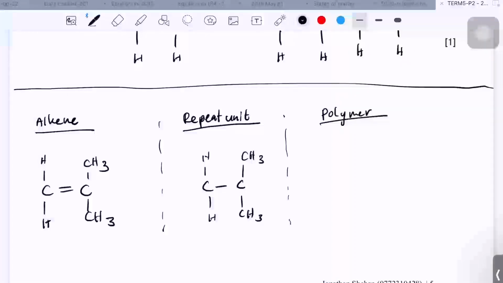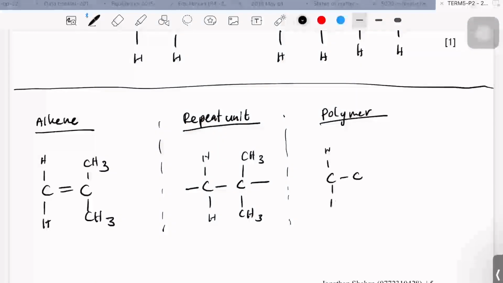Now this is not complete. Now I see sometimes students don't complete their repeat unit. This is not complete. You have to put a bond at the start and also at the end. Then we have to draw two of these repeat units at least.